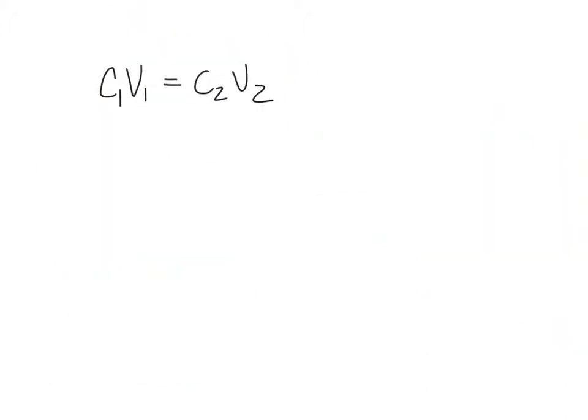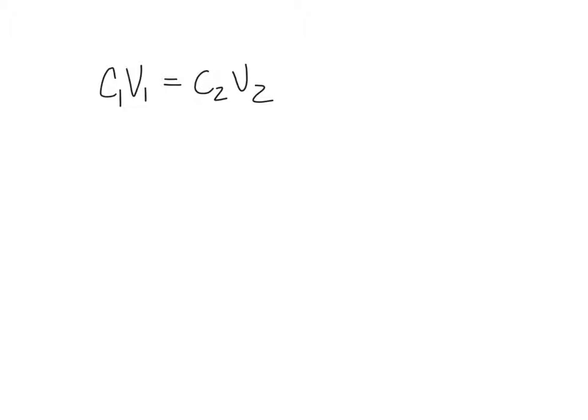Let's look at why this mathematical statement is true. Why is C1 times V1 equal to C2 times V2? The concentration is changing on both sides, and the volume is changing on both sides. But there must be something that is equal because we can set those two products equal to each other. Let's do unit analysis to figure out what that quantity is.